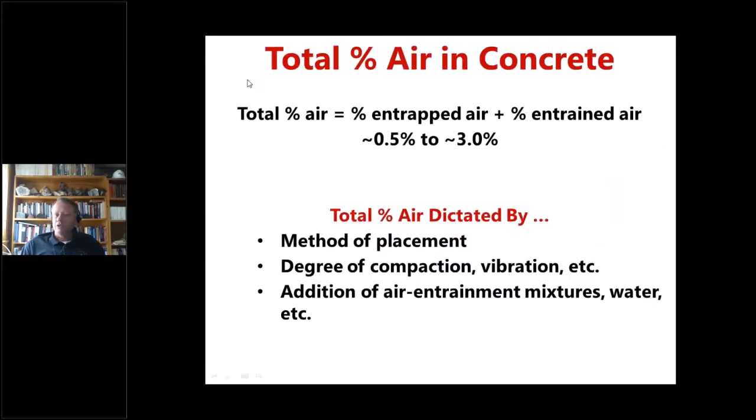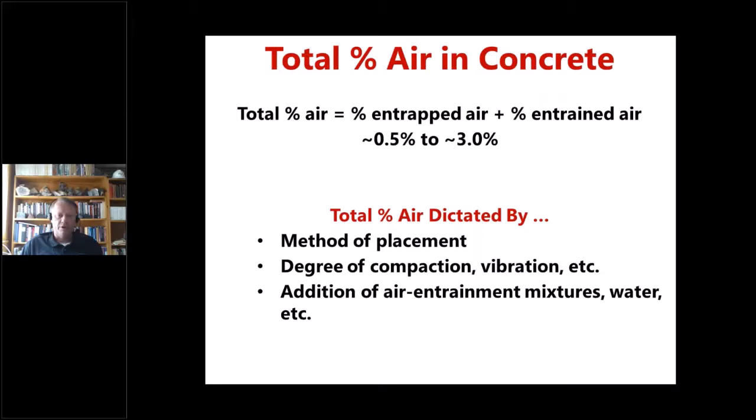When we talk about the total percent air in concrete, we have to add up both of the major players. So the total percent air is the amount of entrapped air plus the amount of entrained air. The amount of entrained air is a variable that we can control by adding a certain amount of admixture or surfactant to produce the entrained air. The entrapped air is something we may not have a whole lot of control over. When concrete is fresh and first placed, it will typically have anywhere from 0.5% to about 3% air just as entrapped air.